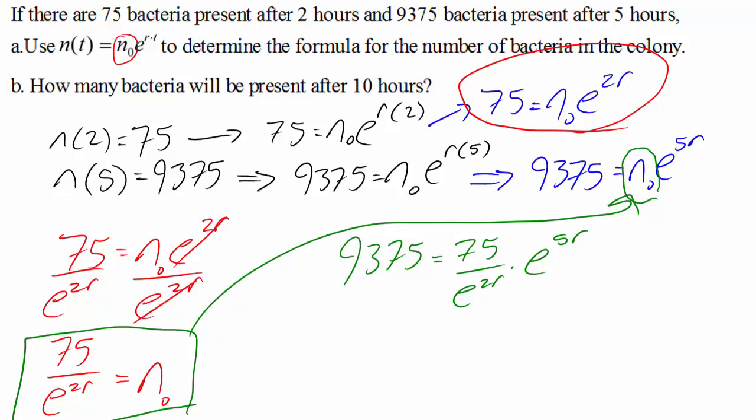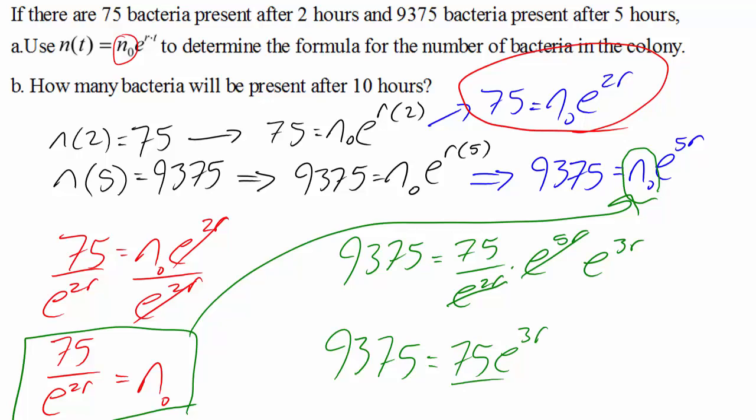Now the nice thing that does happen here is e to the 2r is going to cancel out with some of that e to the 5r, and will leave us with e to the 3r power. Remember, when we're dividing two things with the same base and different exponents, we just subtract those exponents from each other. So we had 5r minus 2r to give us that e to the 3r. So that's what we're working with now: 9,375 equals 75 e to the 3r power. So now we divide both sides by the 75.